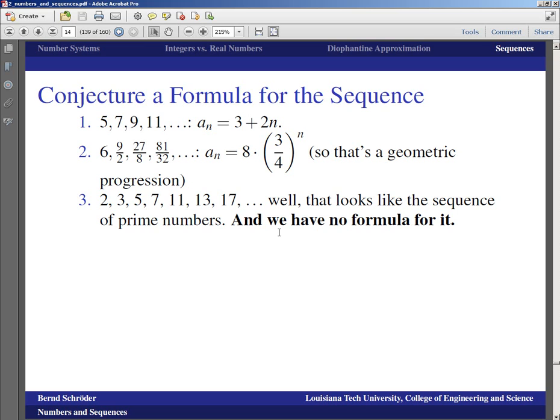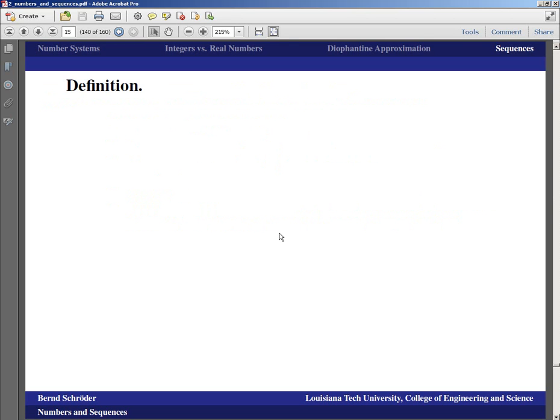This is one of the reasons why internet encryption remains safe, because it's not just hard to factor numbers, it's even really, really hard to find prime numbers that are large.